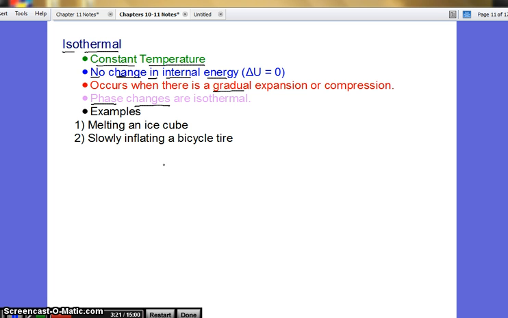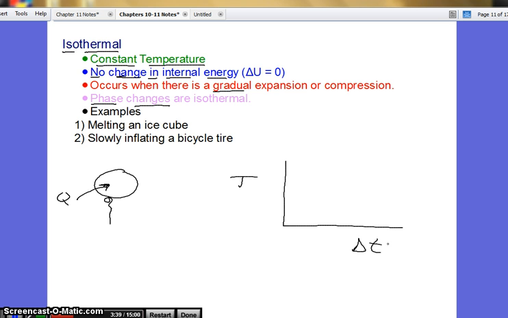Now, why is a gradual expansion or compression isothermal? Well, to understand that, let's look at an example. Let's look at a situation where we have a balloon and we add heat to this balloon. You might say, how could you possibly add heat to something and the temperature stays the same? Well, if we graph the temperature versus time, let's say we just add a little bit of heat. Again, we're doing this gradually. We add a little bit of heat so the temperature does increase. But then we back off and we stop adding heat and we let it come back down to room temperature.